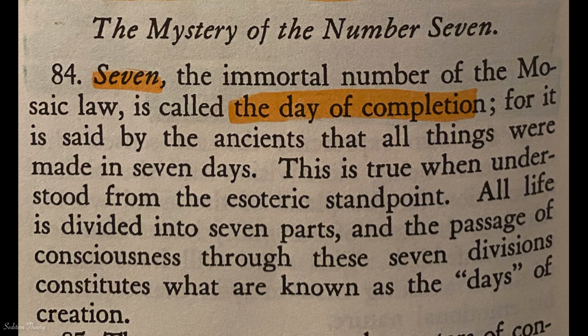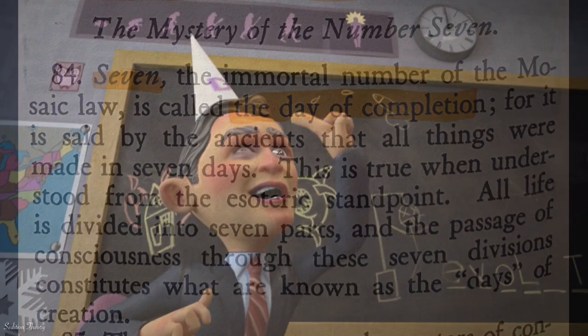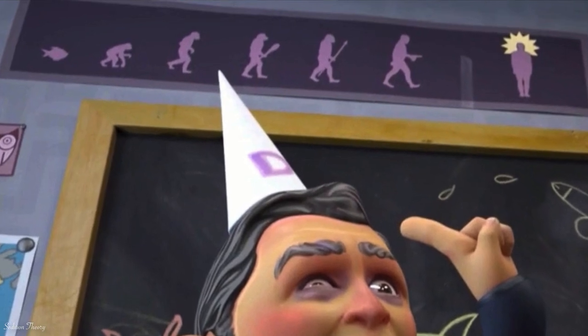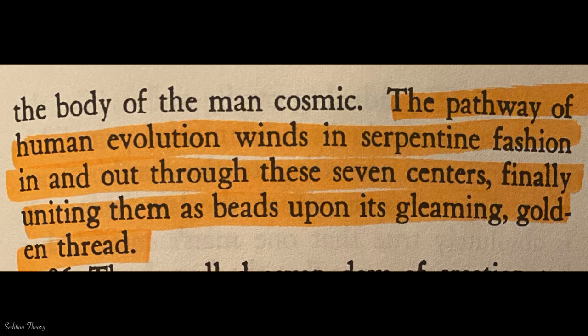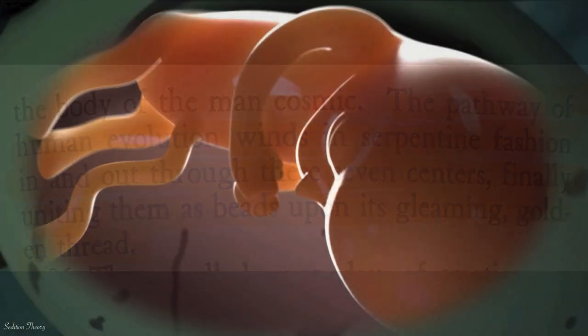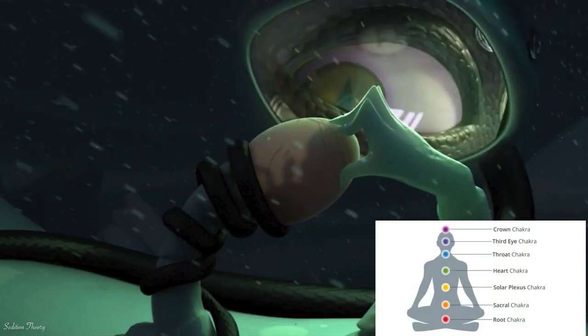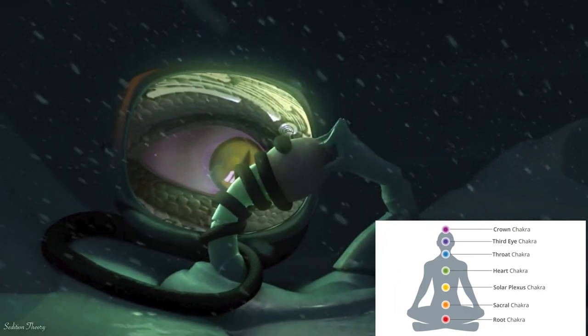7, the immortal number of the Mosaic law, is called the day of completion, for it is said by the ancients that all things were made in 7 days. This is true when understood from an esoteric standpoint. All life is divided into 7 parts, and the passage of consciousness through these 7 divisions constitutes what are known as the days of creation. The pathway of human evolution winds in a serpentine fashion in and out through these seven centres, finally uniting them as beads upon its gleaming golden thread.